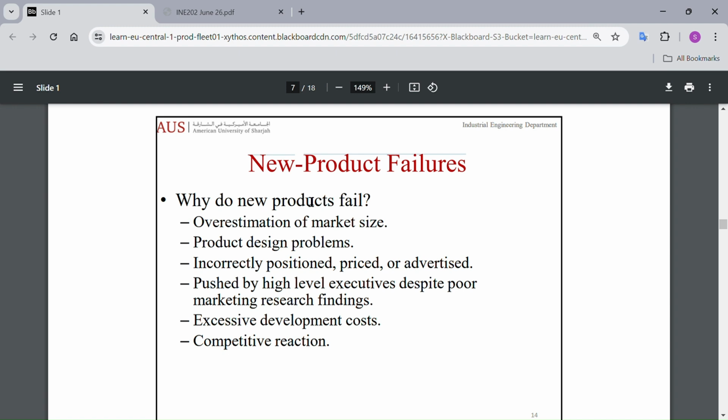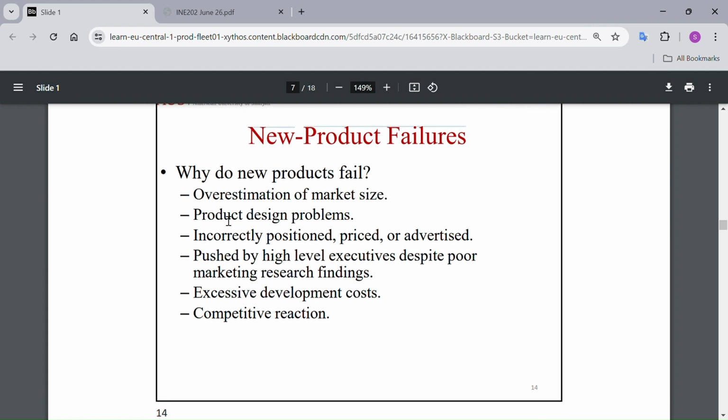There are also product design problems. Having a bad design is one reason why products fail. Advertising plays a very crucial role: advertising, marketing, and sales. Then we have the product being pushed by high-level executives despite poor marketing and research. So, despite not having marketing and research, high-level executives continue to push it, which eventually makes it fail.